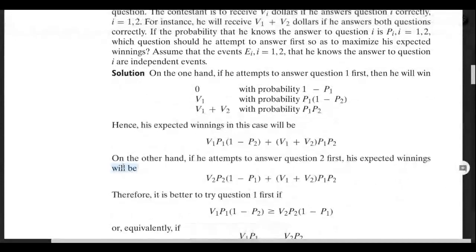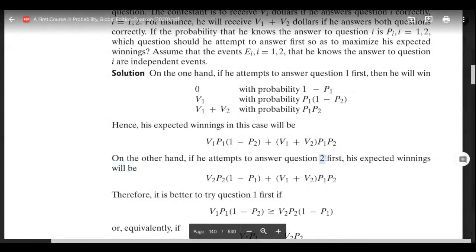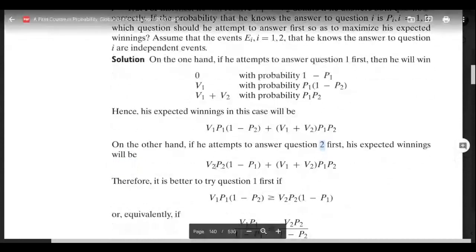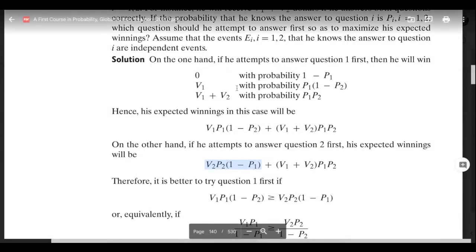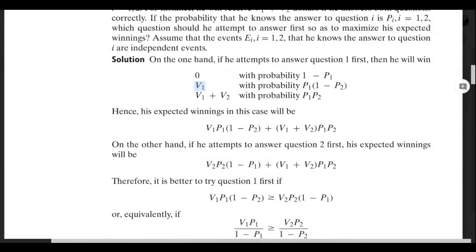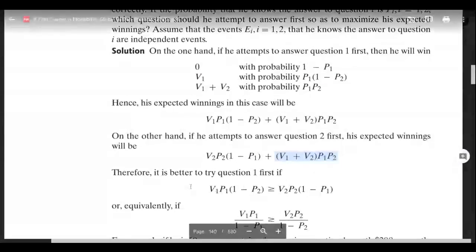On the other hand, if he attempts to answer question 2 first, his expected winning will be V2 with a probability of P2 times 1 minus P1. So this one is V2 times P2 times 1 minus P1. Then the second one will be the same, right? If he wins V1 plus V2, that's multiplied by P1 times P2.